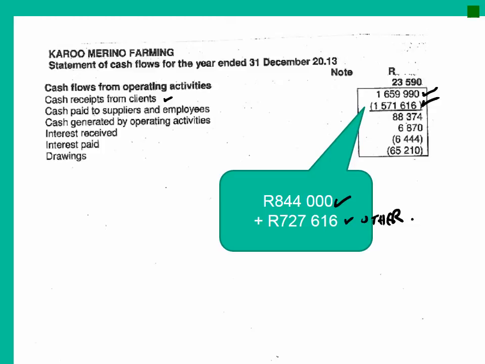So the difference is cash generated by operations. Remember, interest received and paid has been excluded from this number. I show my interest received and interest paid separately. And to finish off the cash flows from operating activities, I show the money that the owner took from the business, the drawings, and that gives me this amount, which is the cash flows from operating activities. So this business, remember, had a profit of $88,000 odd, but the actual cash flows from operating activities were only $23,590. That's the amount they received from their operations for the year.